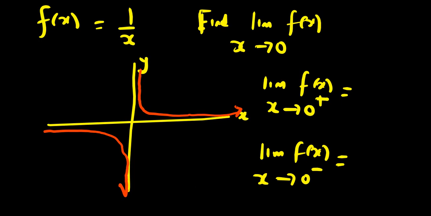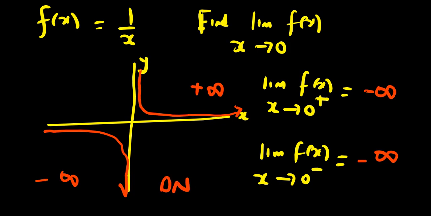Now you're able to see that this one is going to positive infinity and this one is going to negative infinity. So the limit on the positive side is giving us positive infinity, and the limit on the negative side is giving us negative infinity. Since the limit of f of x as x approaches 0 from the negative side is not equal to the limit as x approaches 0 from the positive side, this limit does not exist. That is very important for you to know.